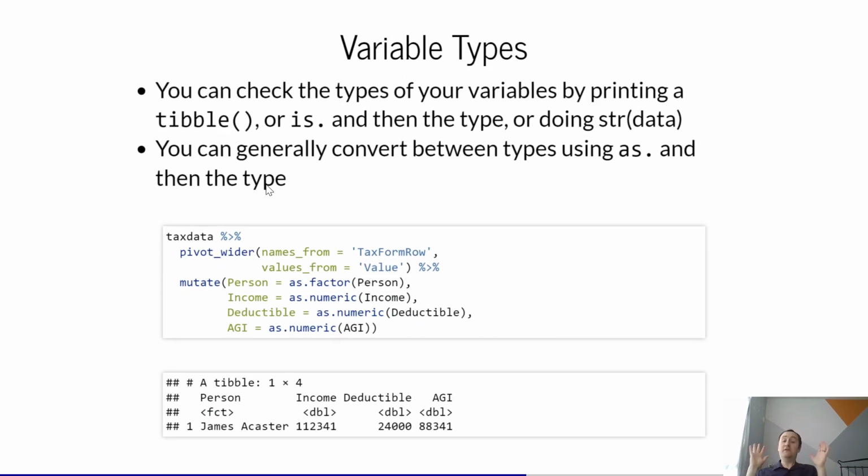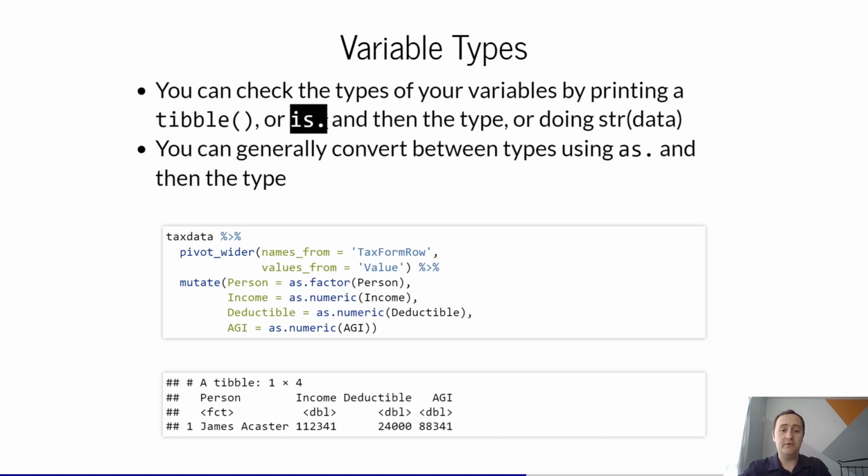First of all, just working with variable types in general, how can you check what kind of variable you are working with? If you just print out a tibble, which is the kind of data frame that the Tidyverse uses, it will show you, like, here's a factor variable, here is a double, which is a kind of numeric variable. You can also use is dot to check whether something is a type of variable.